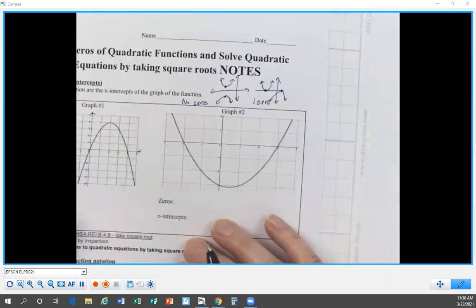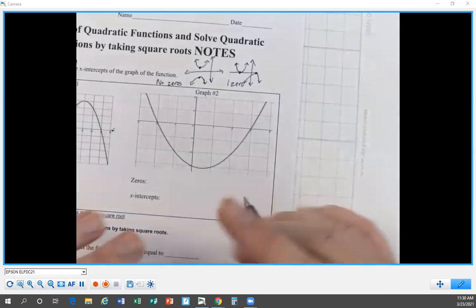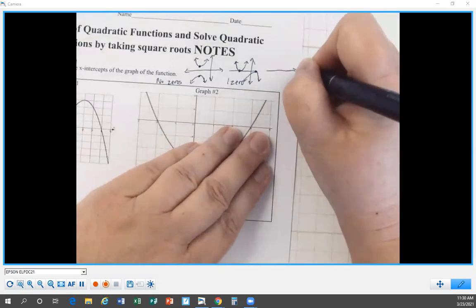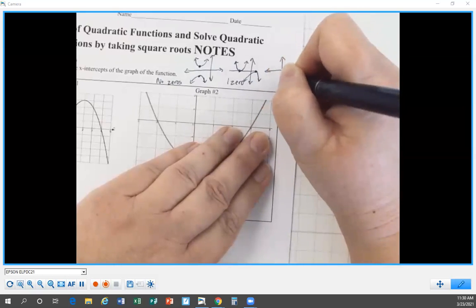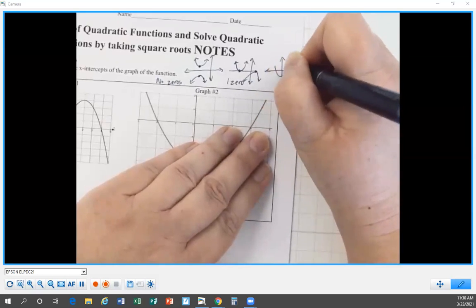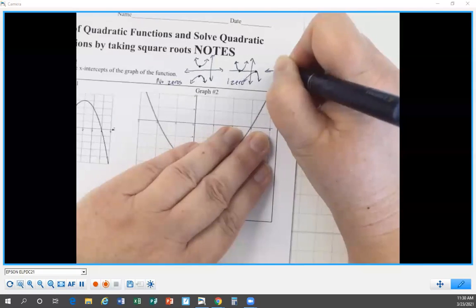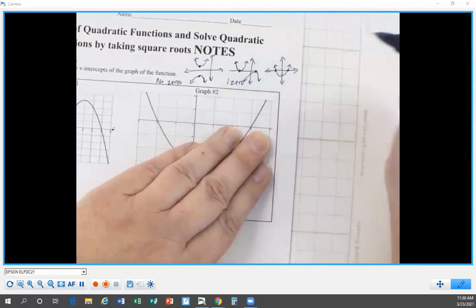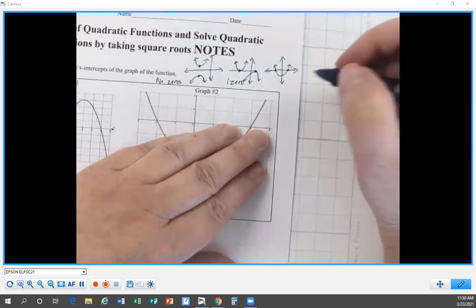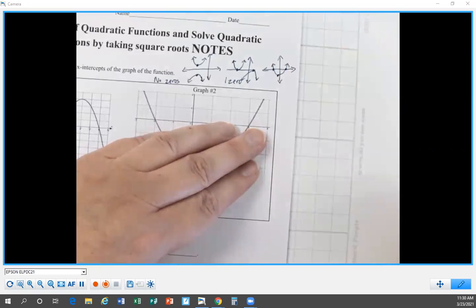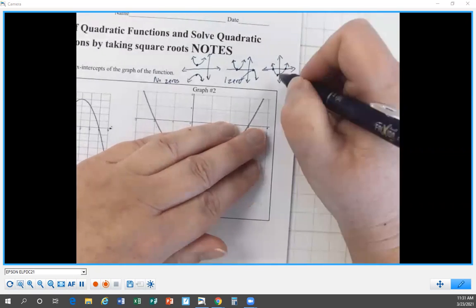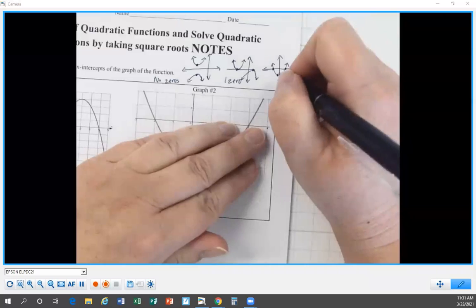Okay, then if we have a parabola that intersects the x-axis in 2 places, which is pretty common, we have 2 zeros. One on the left and one on the right. And those zeros would be equidistant, so they're an equal distance from the vertex. Okay, so 2 zeros.